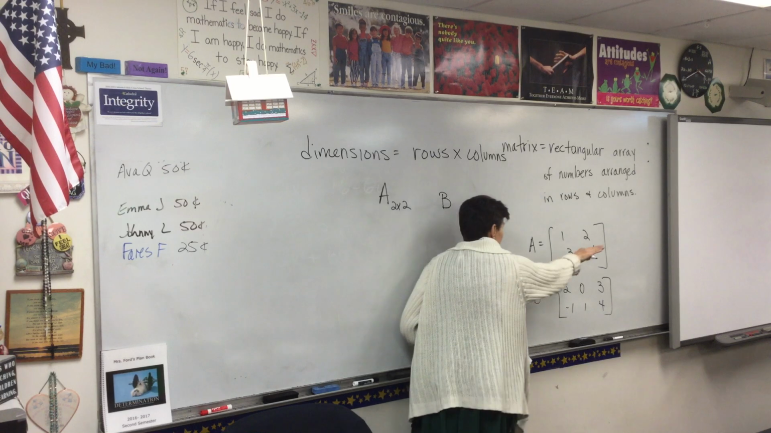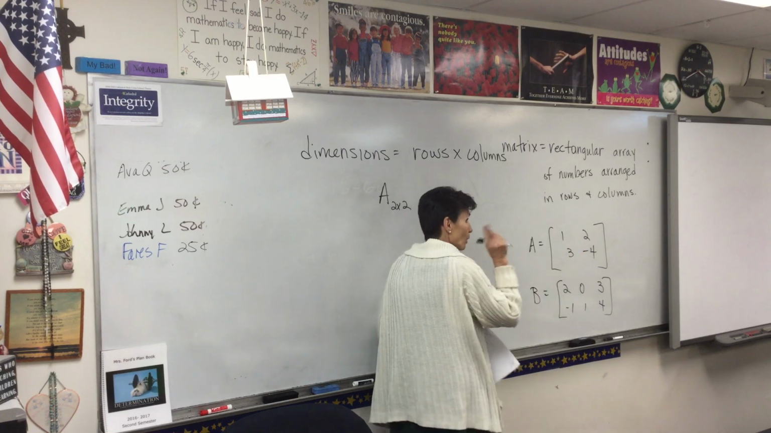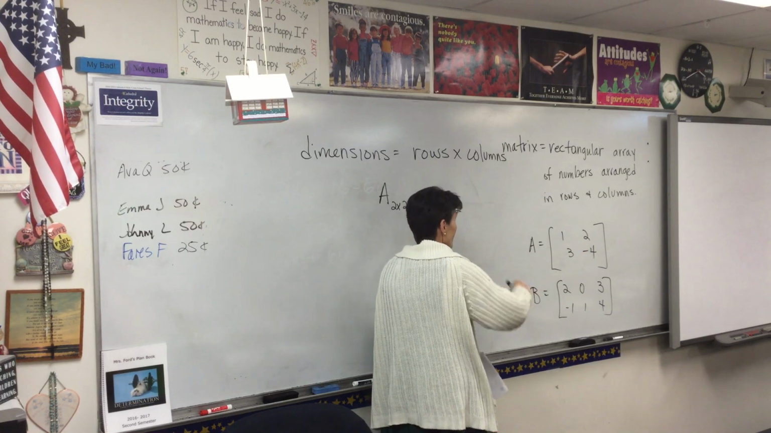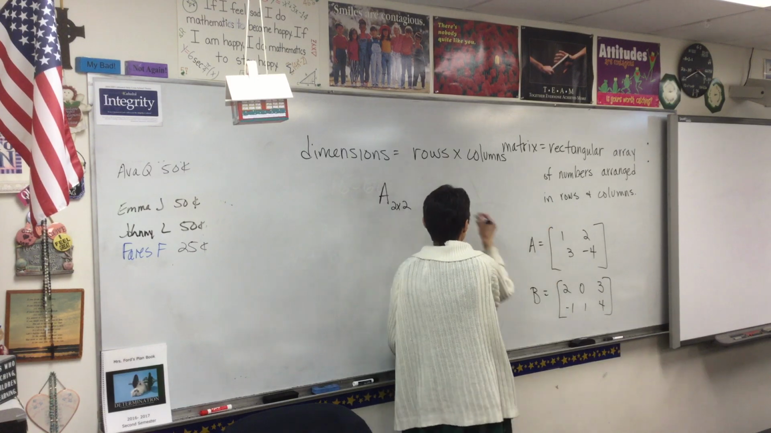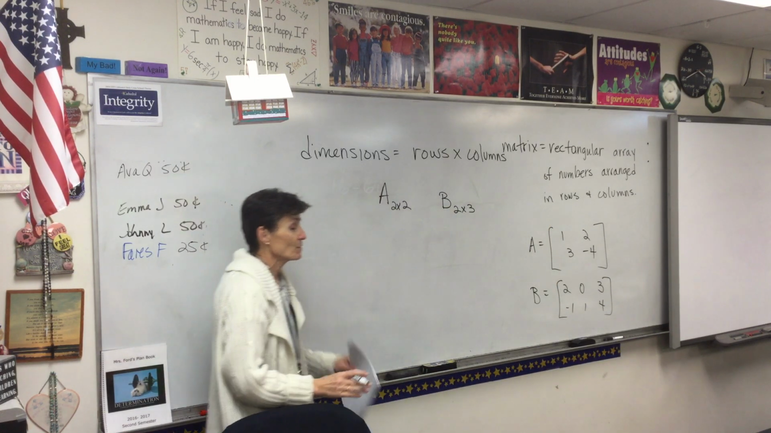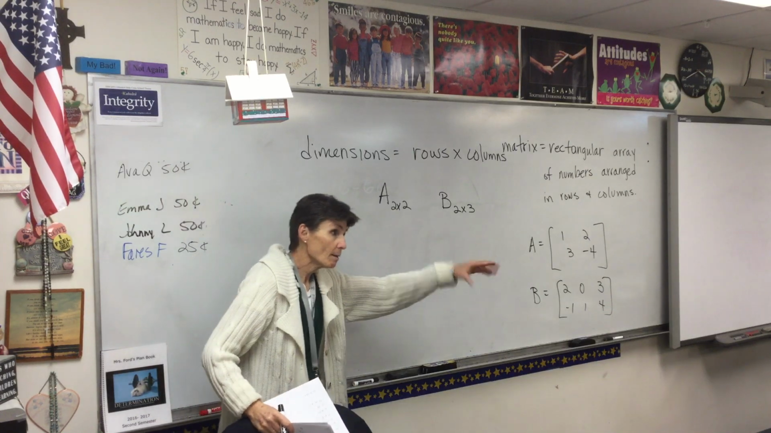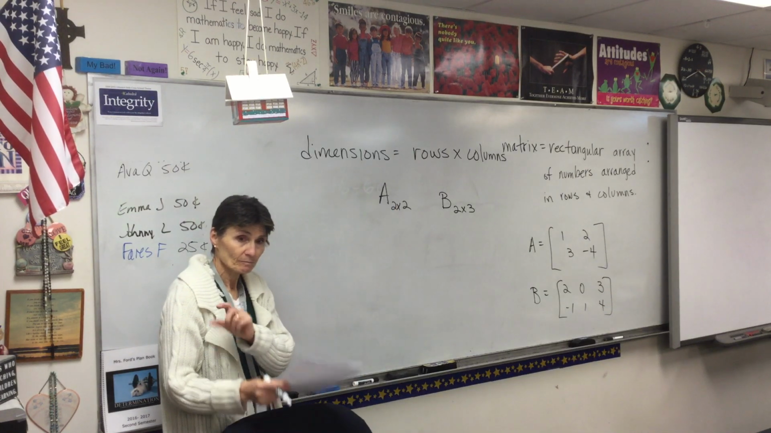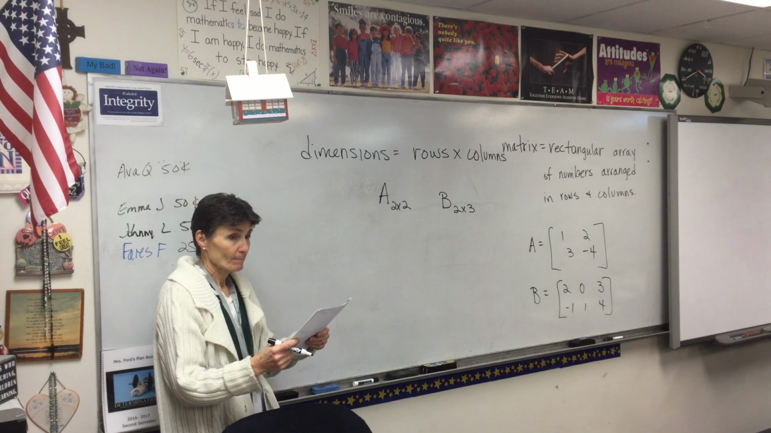So what are the dimensions of B? How many rows? 2. How many columns? 3. So it is a 2 by 3. Rows by columns. Okay?